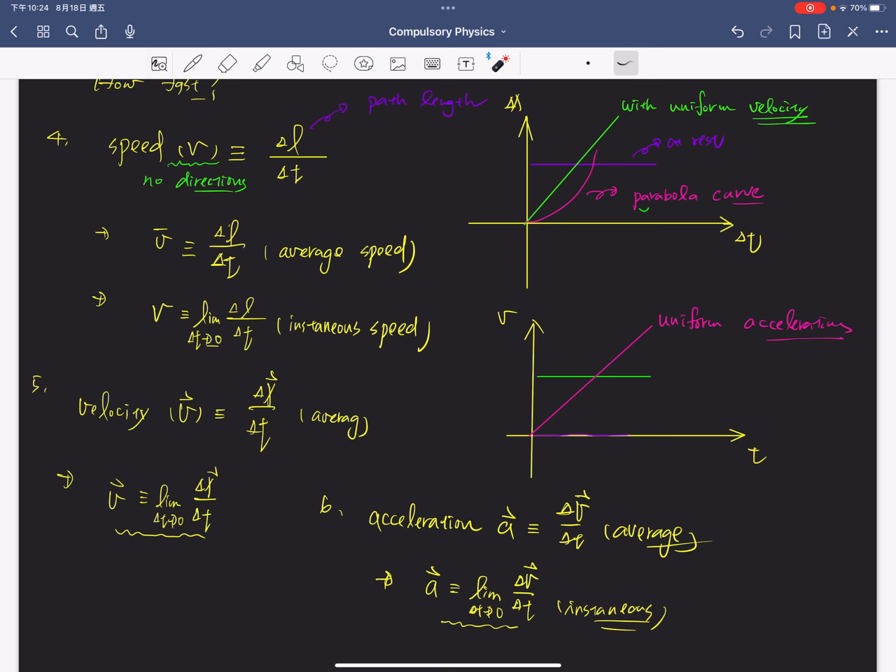Okay, so now we will stop this section, and we will talk about more advanced content about kinematics in elective physics. In the next section I want to start talking about motion using Newtonian mechanics.